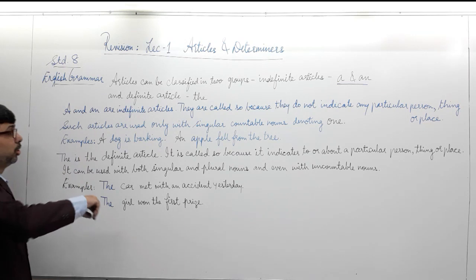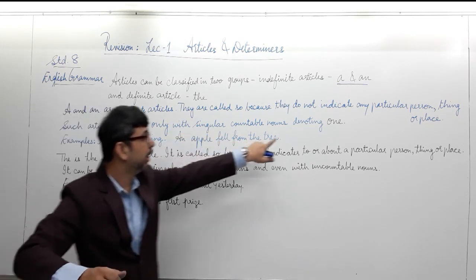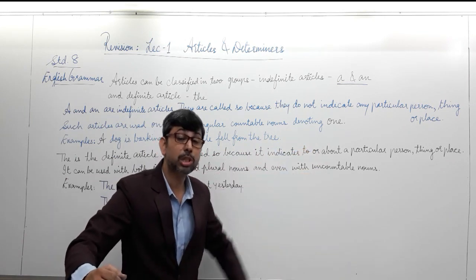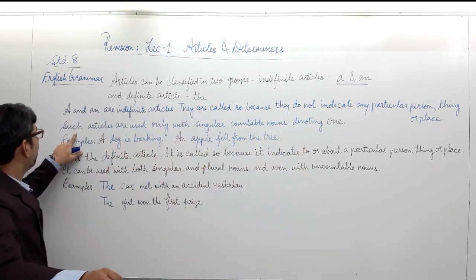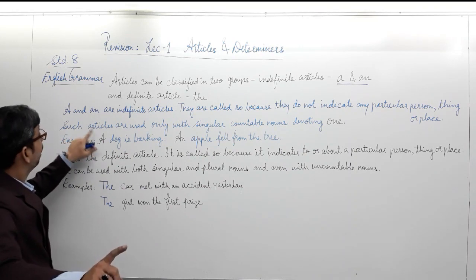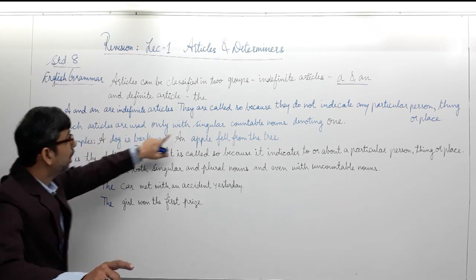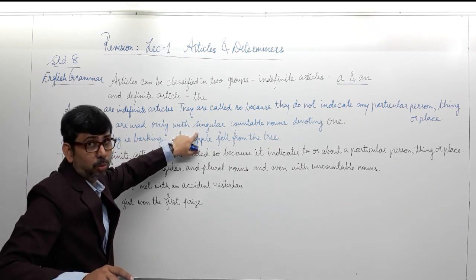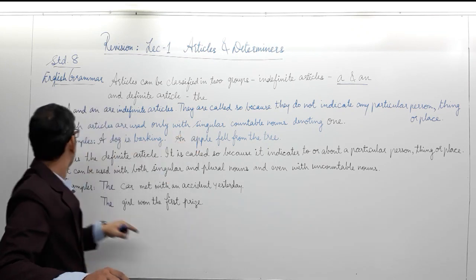Such articles are used only with singular countable nouns denoting one. One refers to the singularity of the noun or the object. So this is one important thing that you need to keep in mind: the indefinite articles like a and an are used only with singular countable nouns. You don't use them with uncountable nouns.